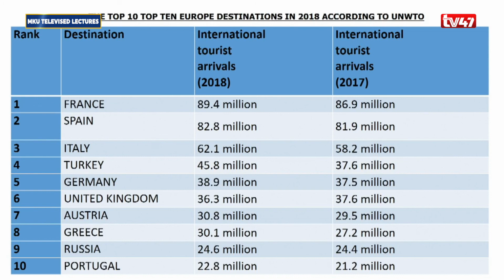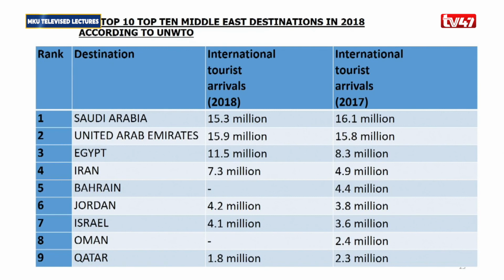And then in Europe, number one was France, Spain, Italy, Turkey, Germany, United Kingdom, Austria, Greece, Russia, and finally Portugal. France was leading with 89.4 million, and then Portugal had 22.8 million international visitors.